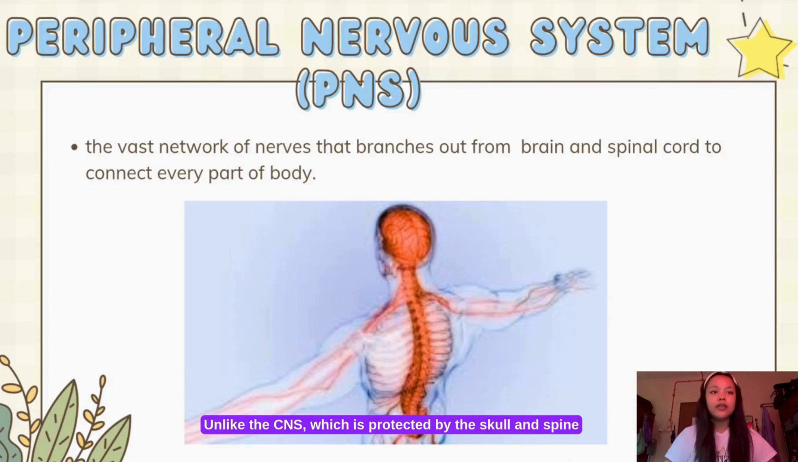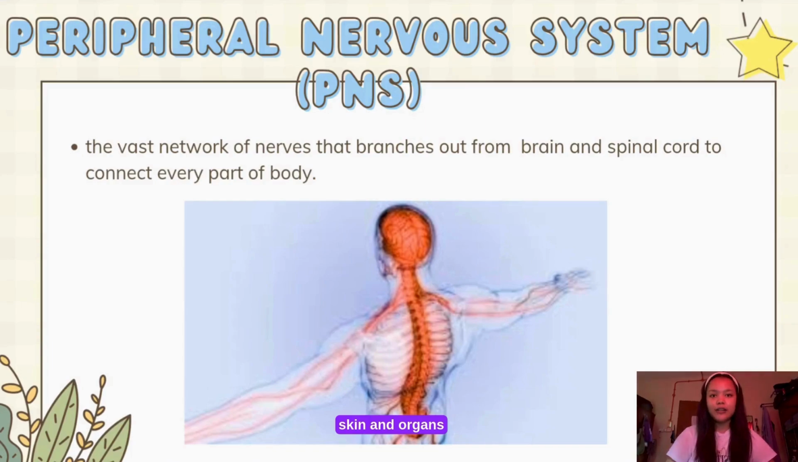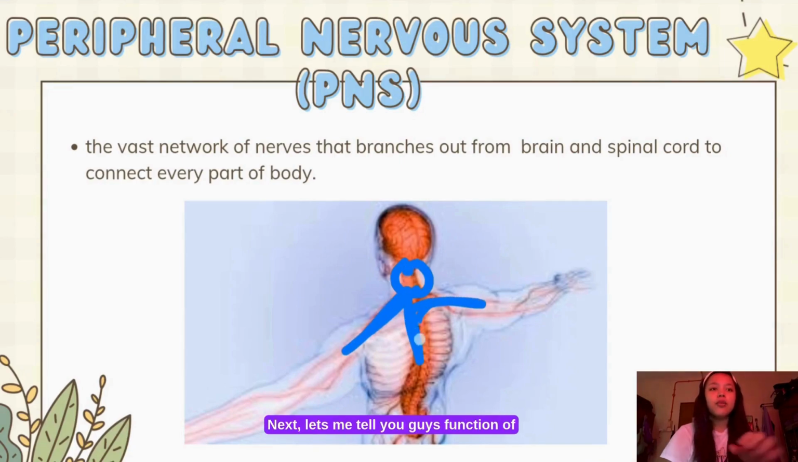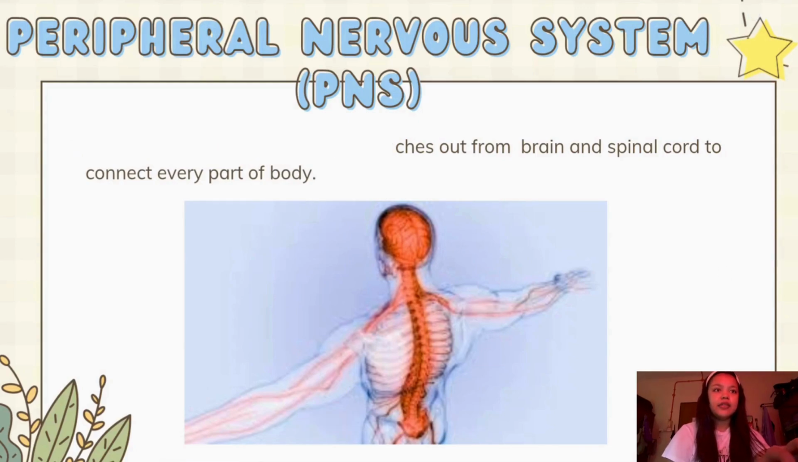Unlike the CNS, which is protected by the skull and spine, the PNS spreads out freely, reaching muscle, skin, and organs. Think of it as a highway system, a web of roads carrying messages to keep your body functioning smoothly. So guys, let me tell you about the function of the peripheral nervous system.